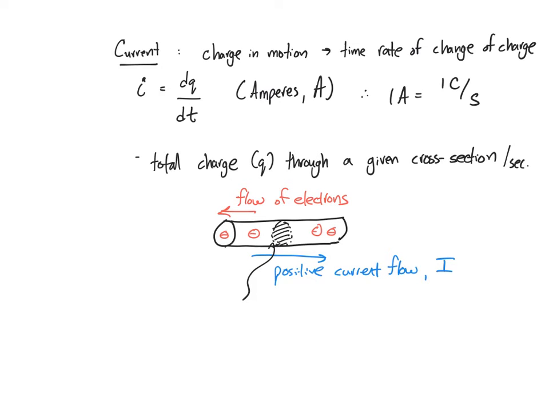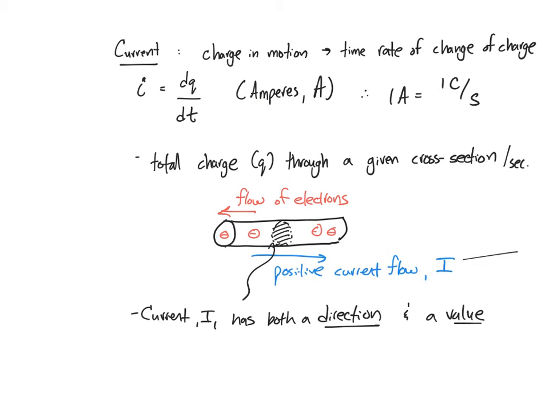This is very important. Current, in other words, must have both a direction and a value assigned to it.